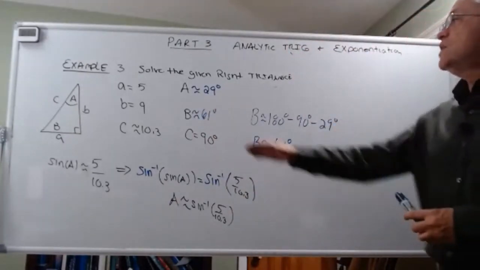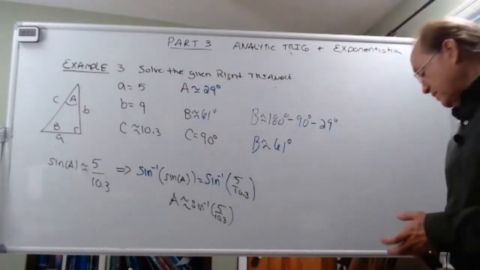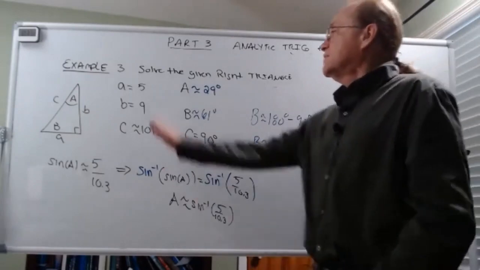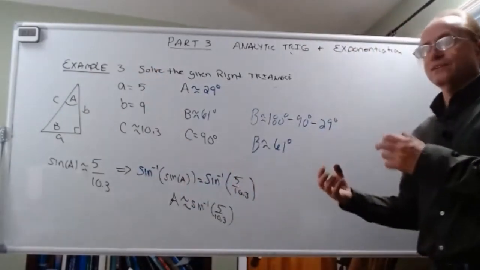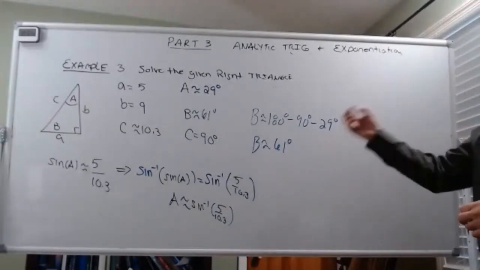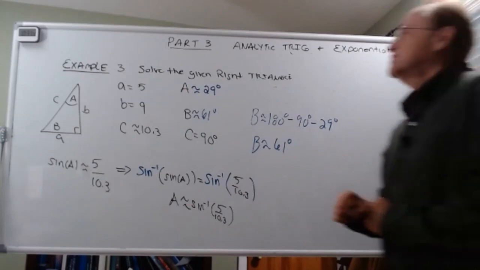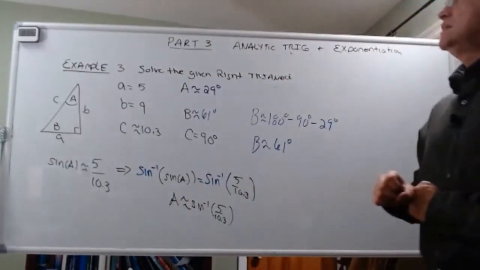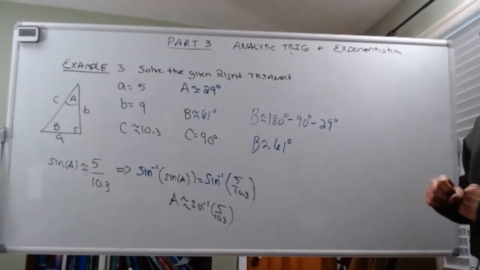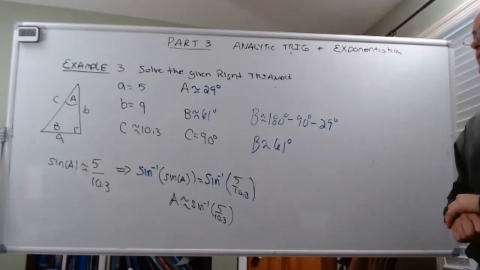I found the measures of all the angles and the lengths of all the sides. But this one was different because this one just gave me the lengths of all the sides, and then I had to use the inverse sines and the inverse cosines to get approximations for those other angles. So those are essentially the three different problems that you would see in solving a right triangle. Hopefully you get a sense. You have to practice it.